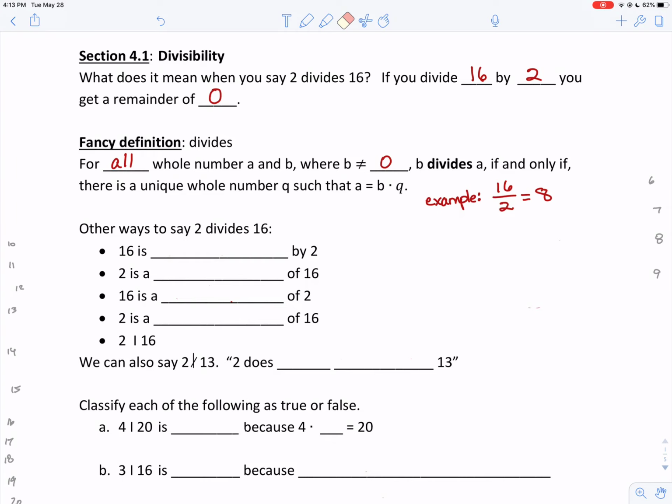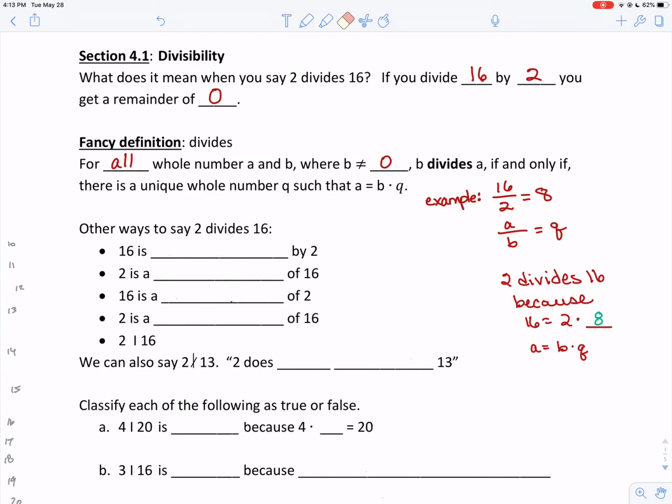Based on that fancy definition, where a divided by b equals q, 2 divides 16 because we have a number that we can multiply 2 by to get 16, and that number is 8. So that is the unique whole number 8, such that 2 times 8 equals 16.